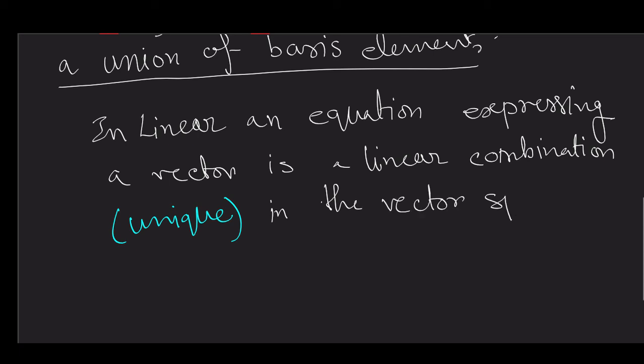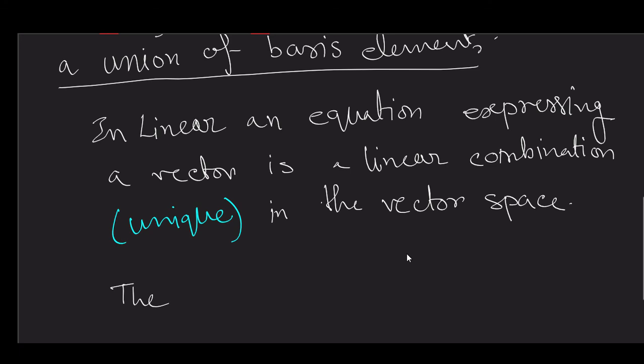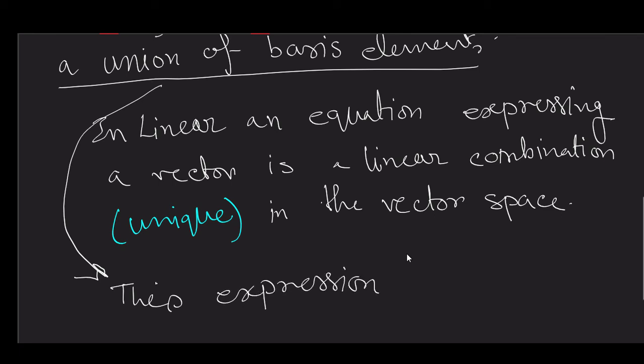However, in case of topological space, we can have different ways from the basis to a topology, and that is not unique. Here I have already written that every open set can be expressed as a union of basis elements, but this expression is non-unique. Please keep it in your mind.